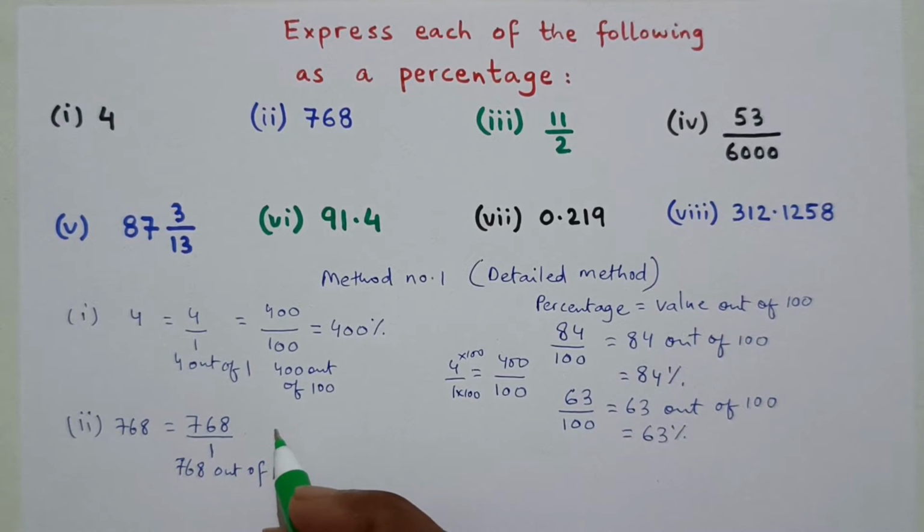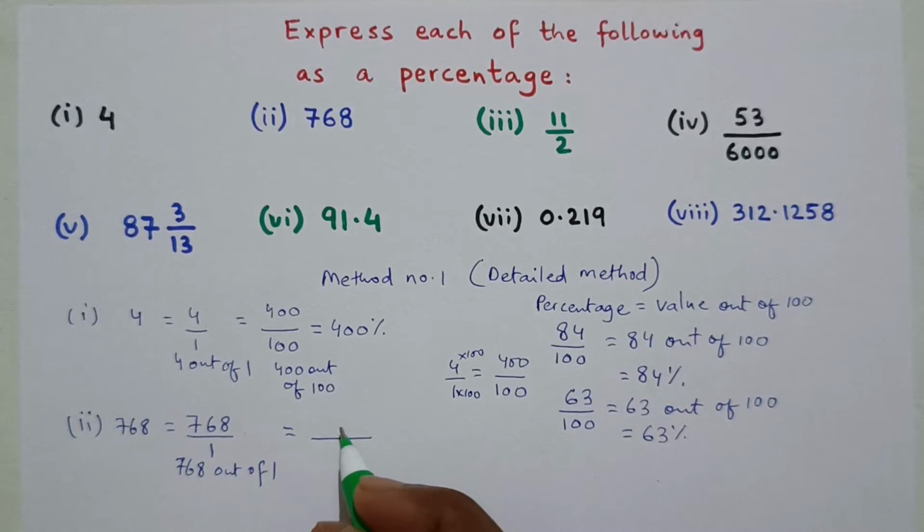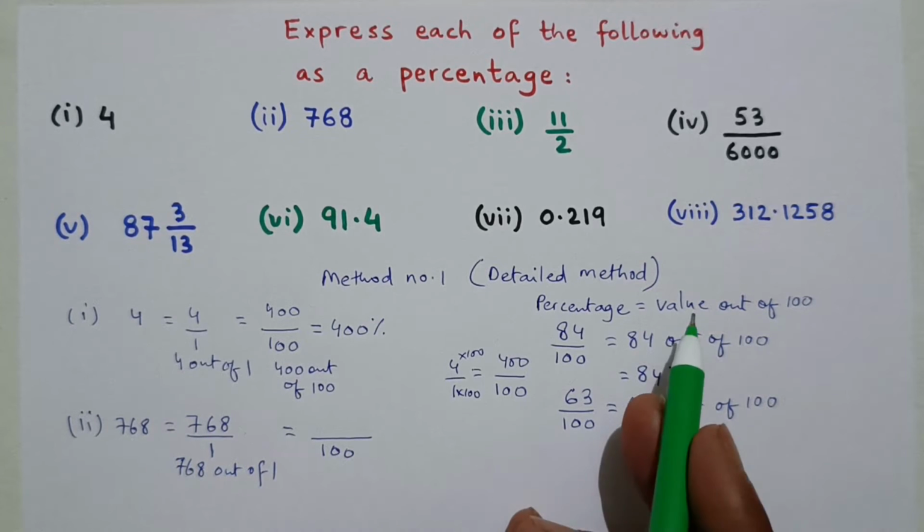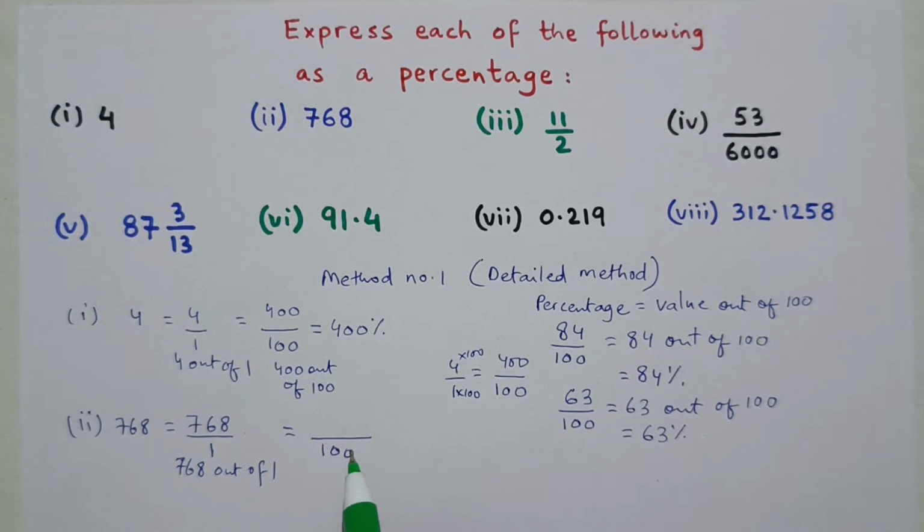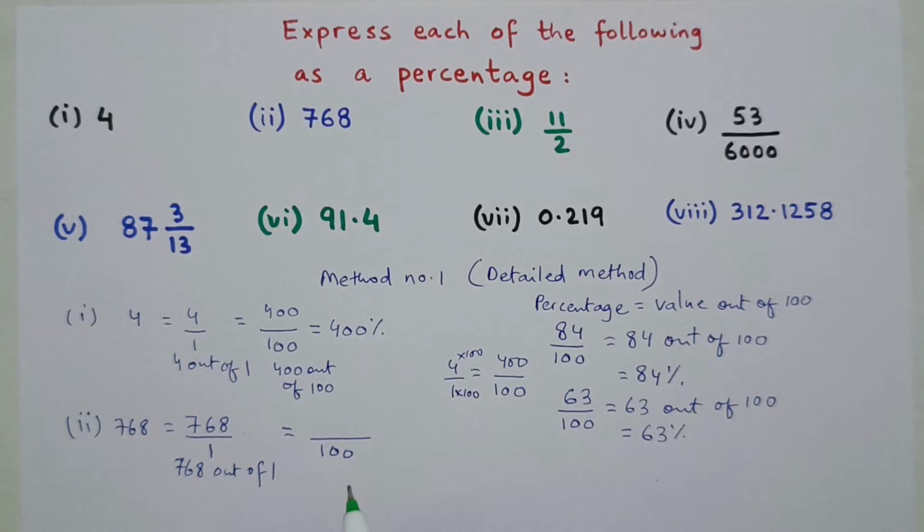But for percentage, we need out of 100. So 768 by 1 is how much out of 100? Because for percentage, it should be value out of 100. So the denominator has to be 100. So 768 by 1 is equal to how much out of 100, or how much by 100?